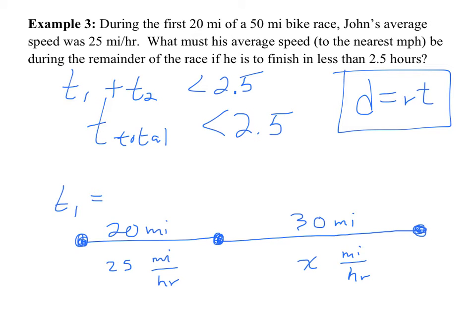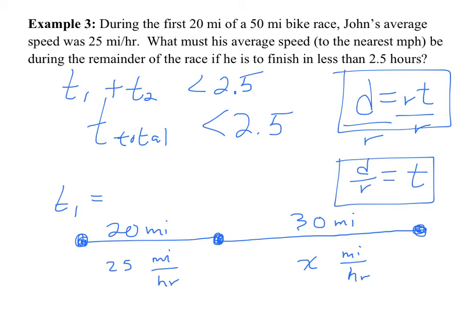Generic solution. Variables. D over R? D over R. D divided by R gives you time, right? Divide both sides by R. We did this, guys. You need to be able to do this by now. T is always distance over rate. We could write it that way.